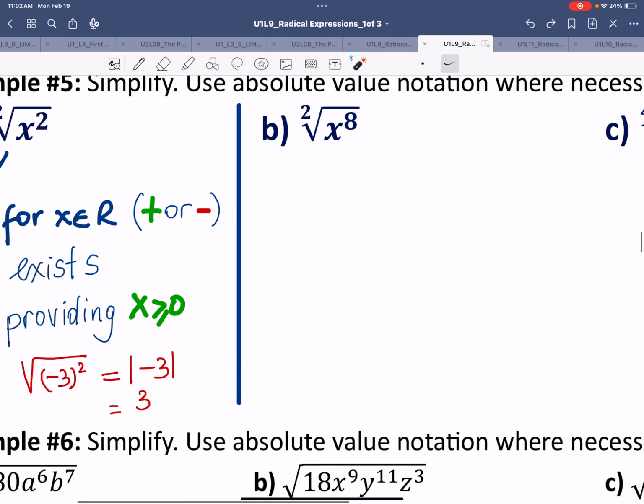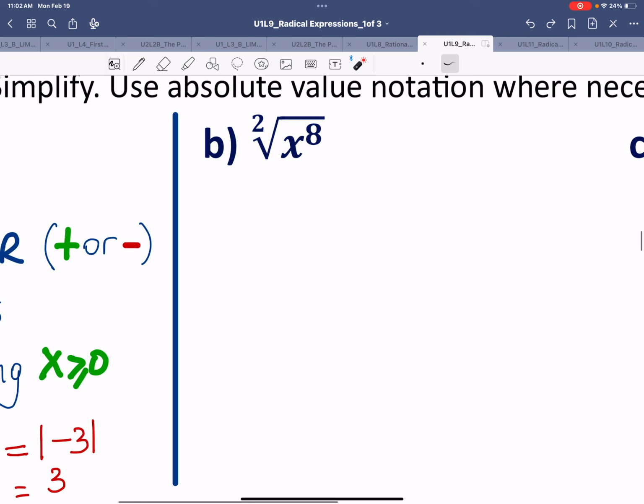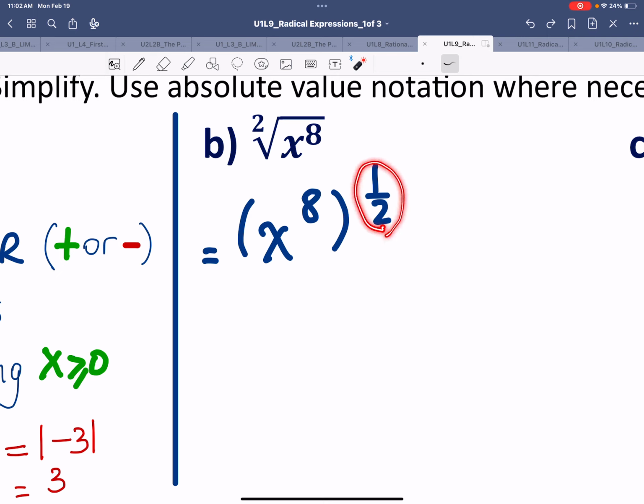This time we have the square root of x to the power of 8. So if you look at the radicand here, it is to the power of an even number. So if x is positive or negative, this number here will always be a positive. So the square root of x to the power of 8 would be the same as x to the power of 8 to the power 1 over 2. I'm just trying to simplify now. And that would be equal to x to the power of 4.